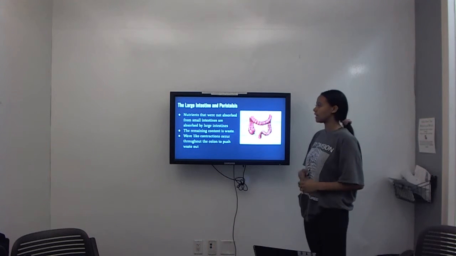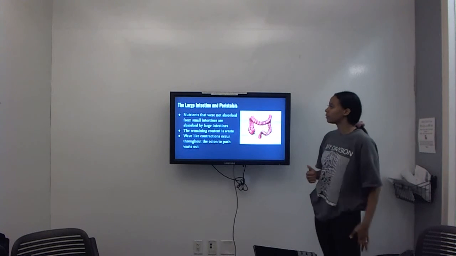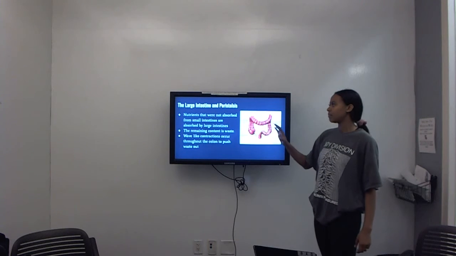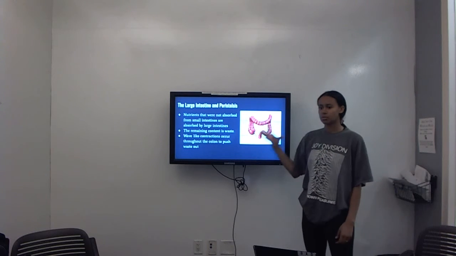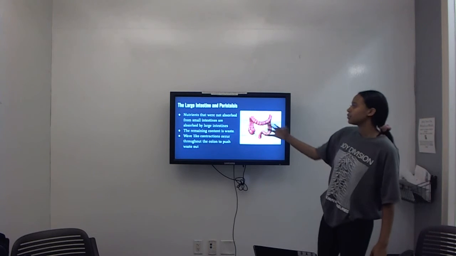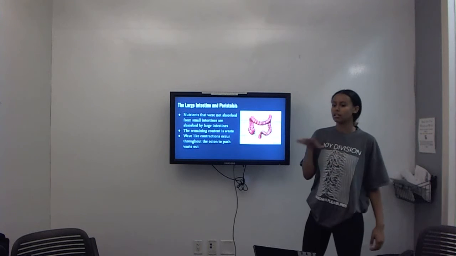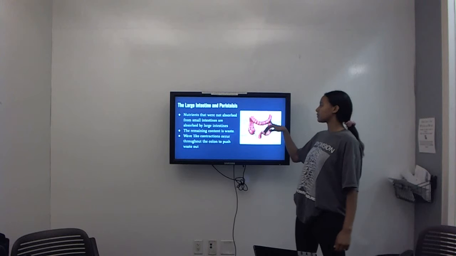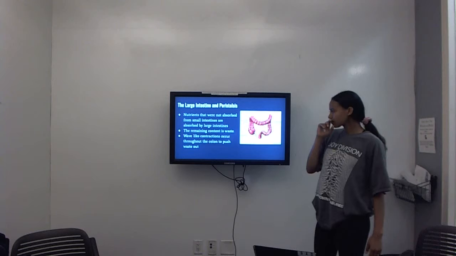So the large intestine and peristalsis. Like I said earlier, pretty briefly, the large intestine and peristalsis is super important because nutrients are still being absorbed in the large intestine, or the colon. So nutrients that were not absorbed in the small intestine are now being absorbed in the large intestine. So in this picture you can see the ascending, transverse, and descending colon and then the rectum.